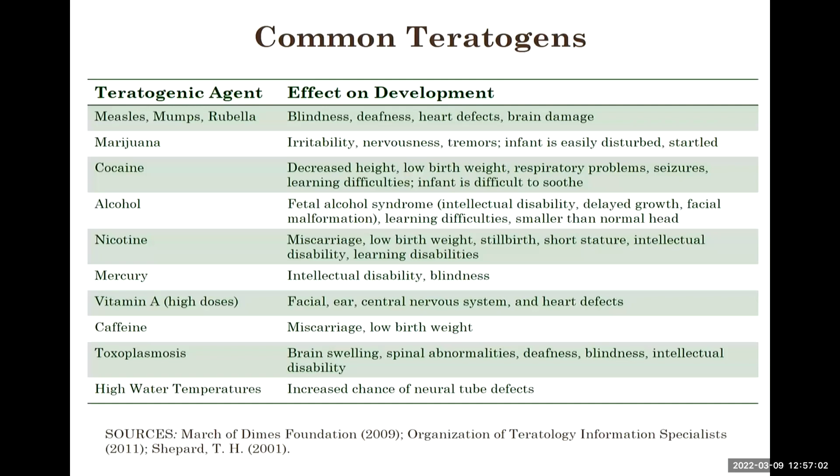Toxoplasmosis can be present in cat litter. So don't change the cat litter if you're pregnant. Even hot water: getting your core body temperature too hot when you're in the critical period of development. If you go for a run and your heart rate gets too high and you can't cool properly, your core temperature can be too hot for the fetus or embryo. So no hot tubs, etc.